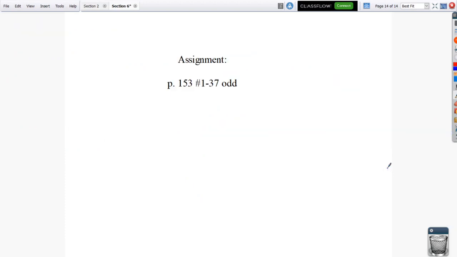We'll practice some more second derivatives tomorrow. But here's the assignment. I would encourage you to do some of these practice problems before tomorrow, just because chain rule can be tricky. Yeah, so see you guys tomorrow.